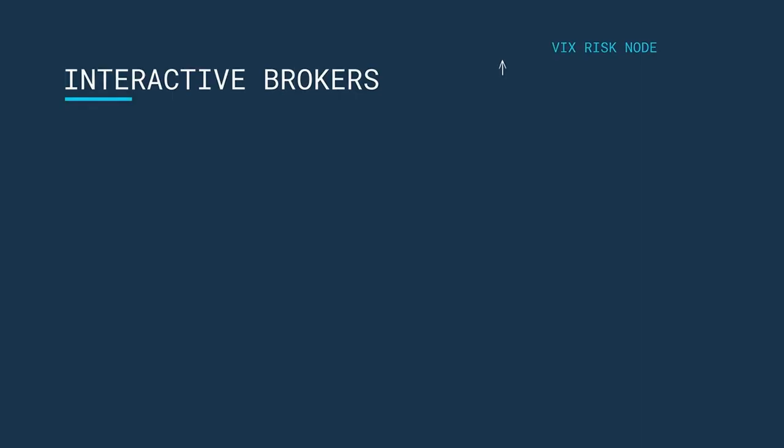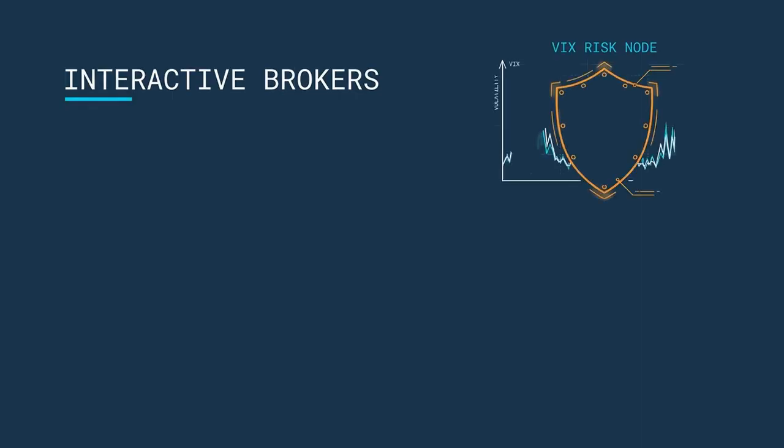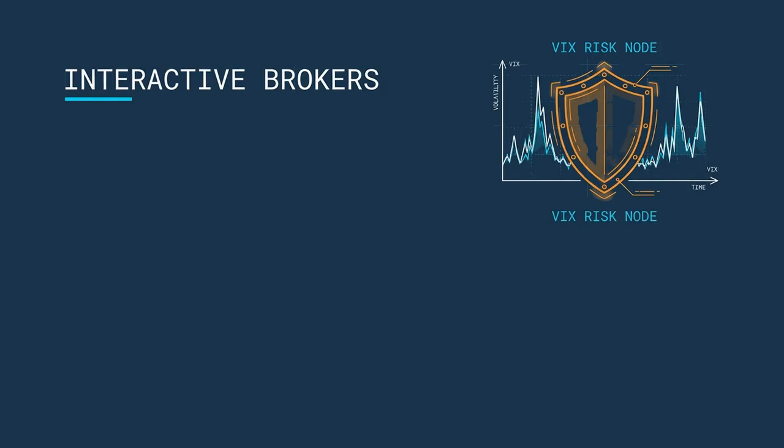To extend this blueprint, swap Alpaca for Interactive Brokers using the ib_insync Python library for access to a broader instrument universe, including options and futures. You can also layer in a risk management node before order execution, pulling VIX data from a market data provider and suppressing all trades when implied volatility exceeds a defined threshold.